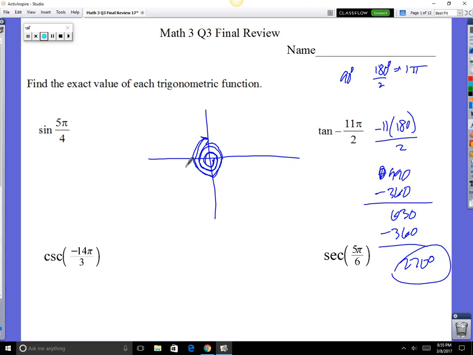Now, if it ever lands on one of these lines, on the y-axis or on the x-axis, you cannot drop vertical and make a triangle. So we have no adjacent piece, we have no x piece. So if it lands on a line, they're the easiest. Just do them on your calculator. So you have to punch in tangent of a negative 990, and it says undefined. So this is no solution.